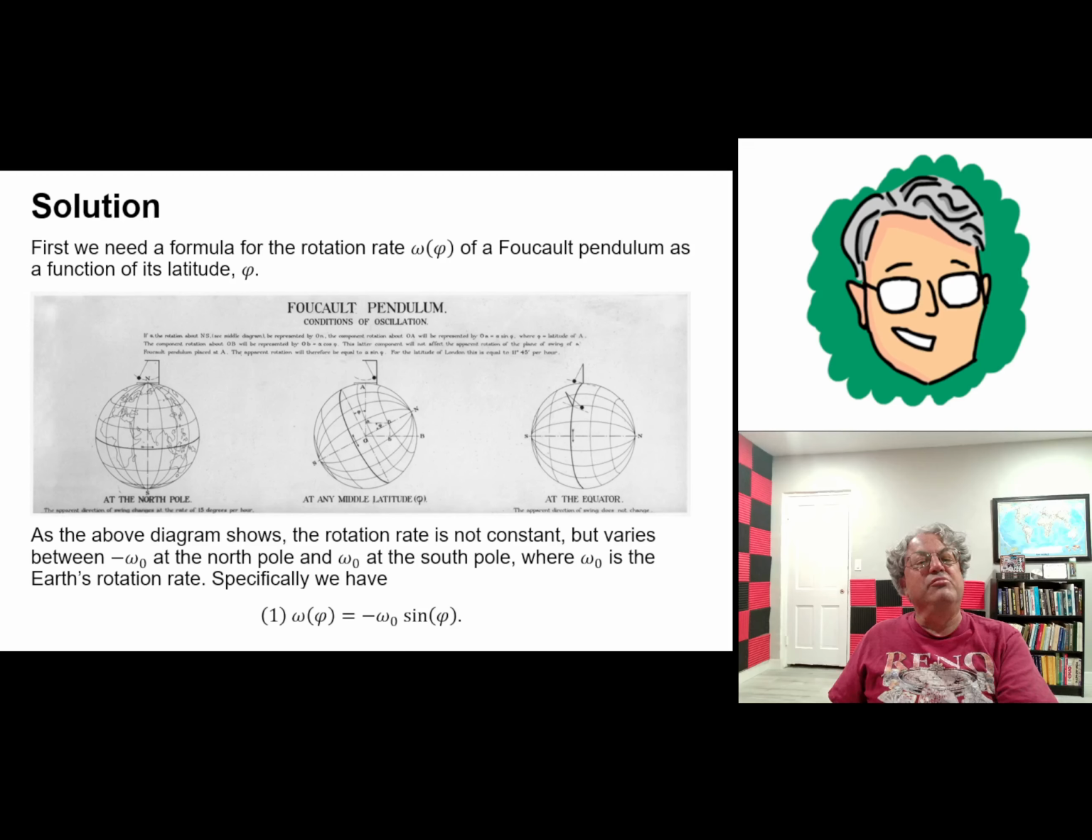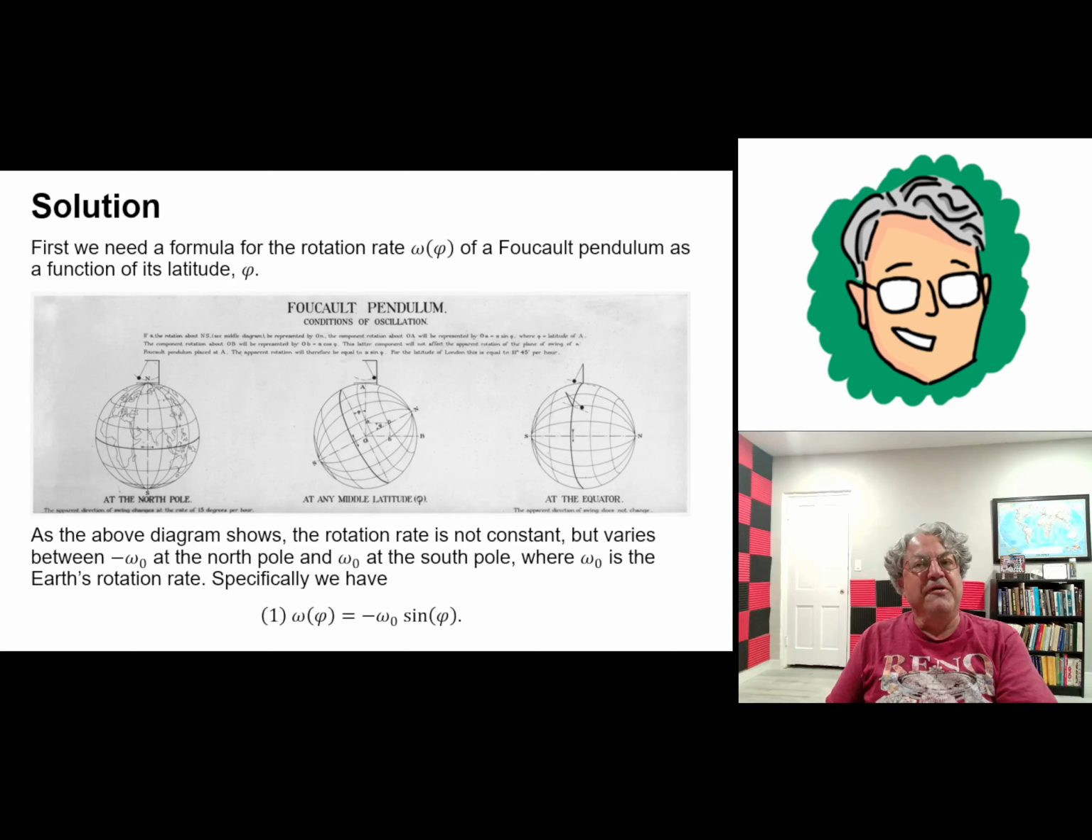So in general, the formula you get, I wrote it as Formula 1 on the bottom of this slide. Omega is the Greek letter we use for angular frequency. It's just the rate of rotation in radians per second, if you like, or we could also put it in degrees per second, which is what I do. So it's just the rotation rate. And the formula says omega phi, where phi is your latitude, is equal to minus omega zero.